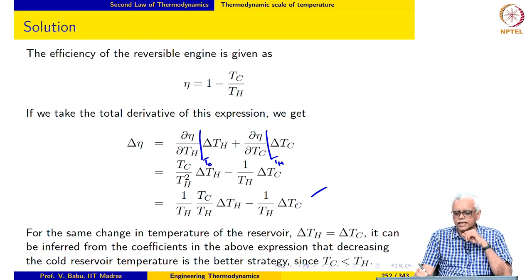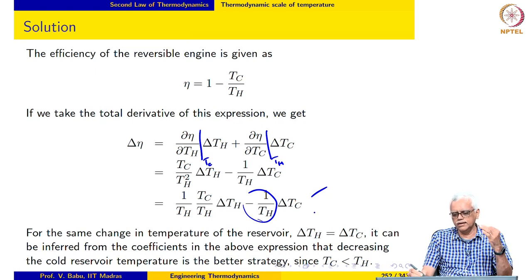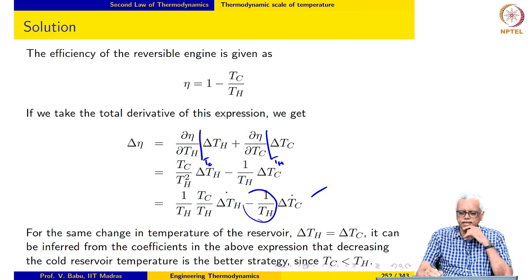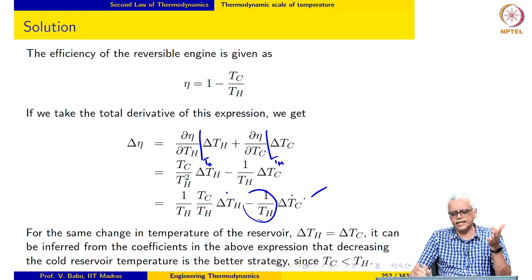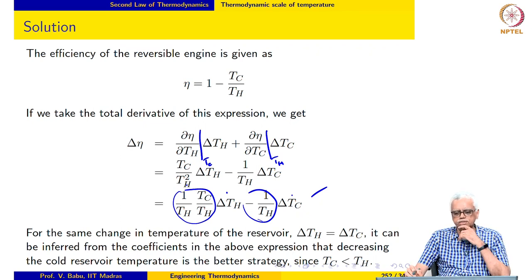So, this coefficient here with the negative sign is the amount by which the efficiency will change when I reduce TC. Let us say that I decrease TC by 1 Kelvin. That means delta TC is negative, so the negative sign multiplies this and it becomes positive. So, the efficiency will increase by 1 over TH if I decrease TC by 1 Kelvin. If I increase TH by 1 Kelvin, that means delta TH is positive, and the efficiency will increase by this amount. That is what this equation is trying to tell you.